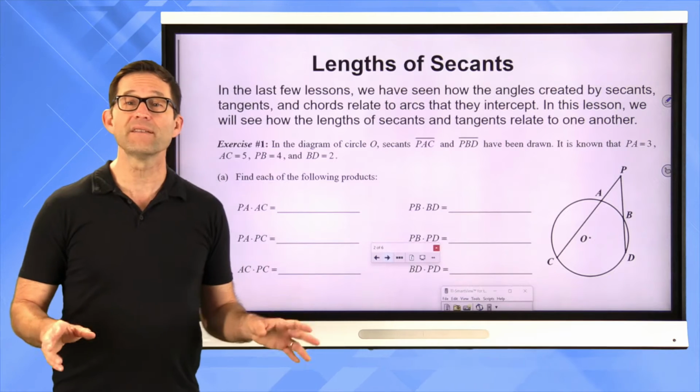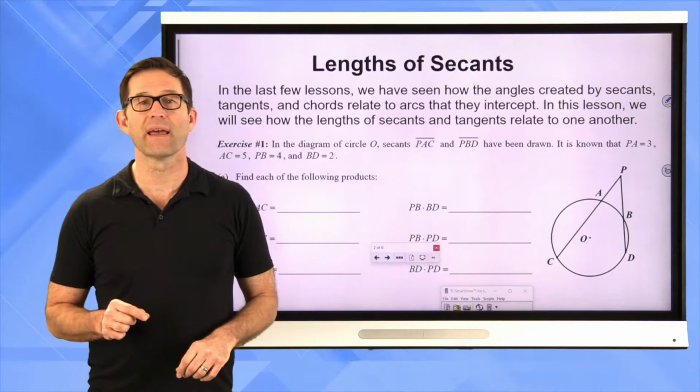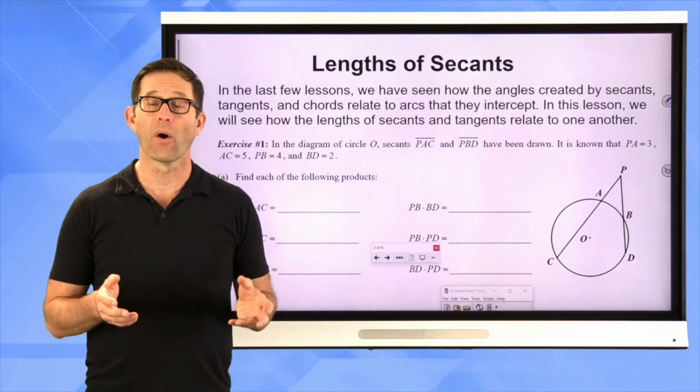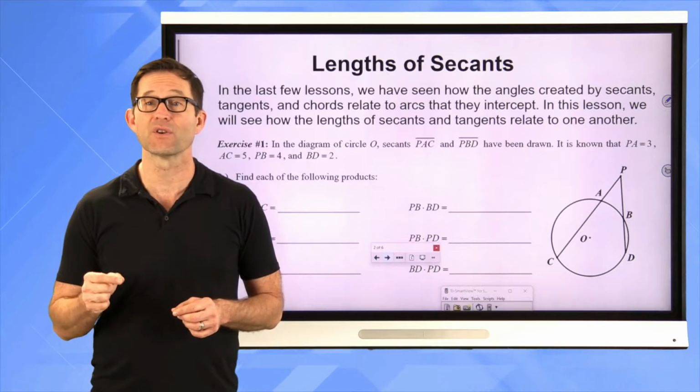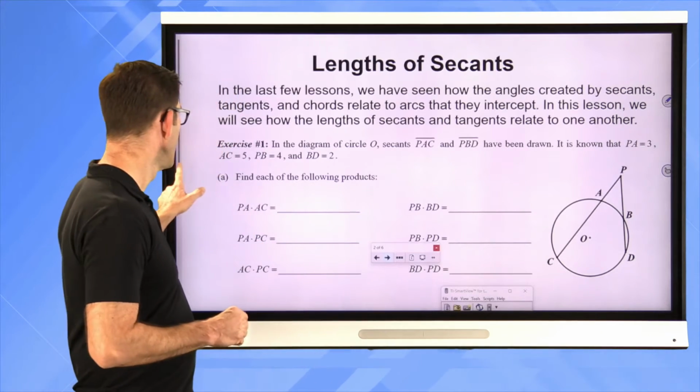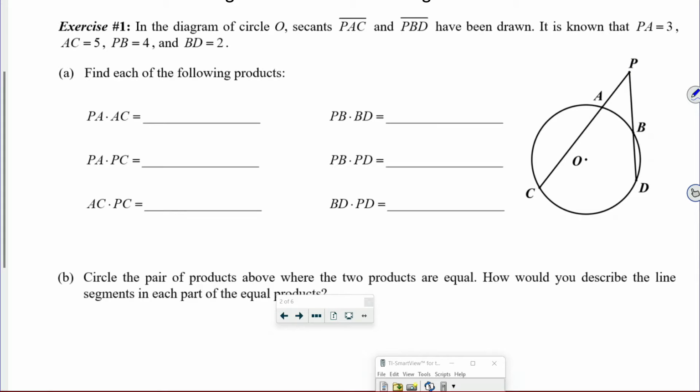All right, the lengths of secants. In the last few lessons we've seen how the angles created by secants, tangents, and chords relate to the arcs that they intercept. In this lesson we will see how the lengths of secants and tangents relate to one another. Let's take a look at exercise number 1. In the diagram of circle O, secants PAC and PBD have been drawn. It is known that PA is 3, AC is 5, PB is 4, and BD is 2. Find each of the following products.